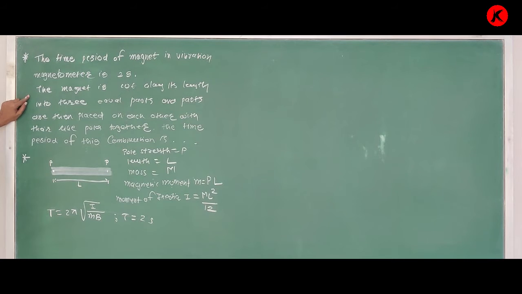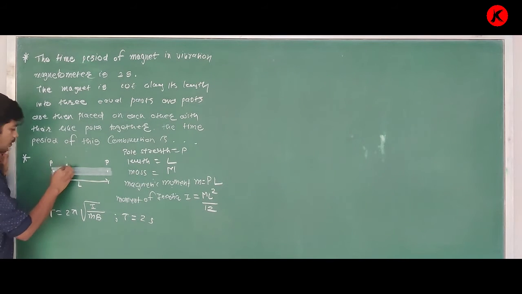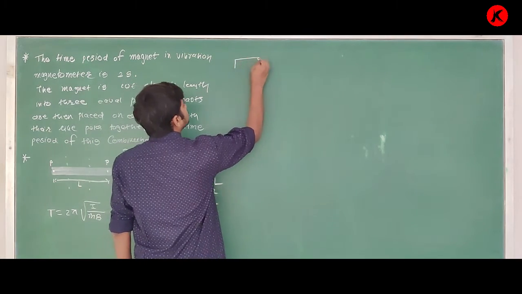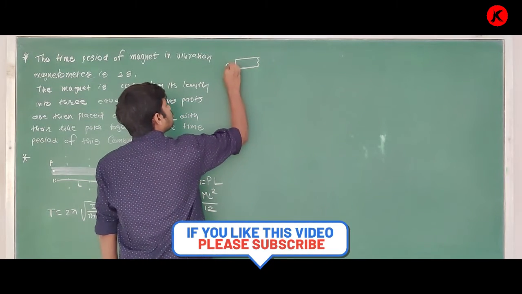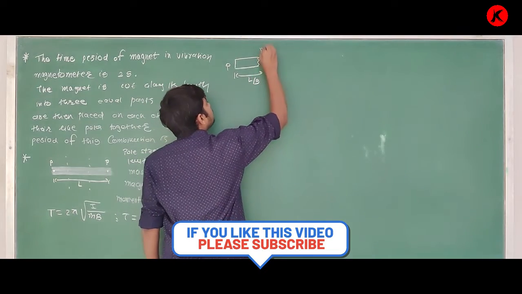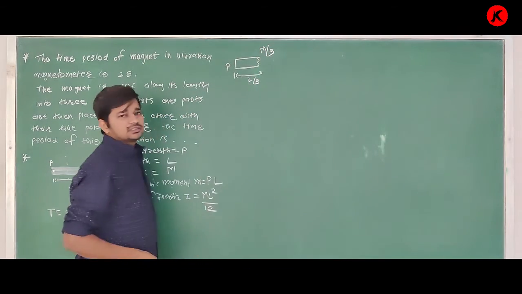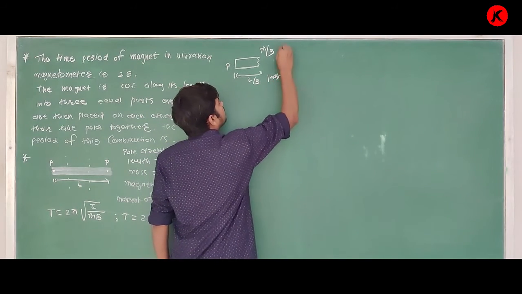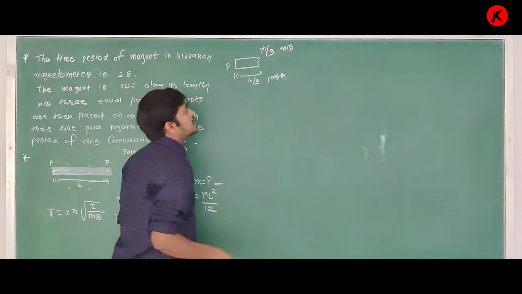The magnet is cut along its length into 3 equal parts, and the parts are then placed on each other with their like poles together. Yes, 3 equal parts: 1, 2 and 3. So obviously you will get 3 magnets, having the same pole strength, but length will be L by 3 and mass will be M by 3 for each part. Clear?